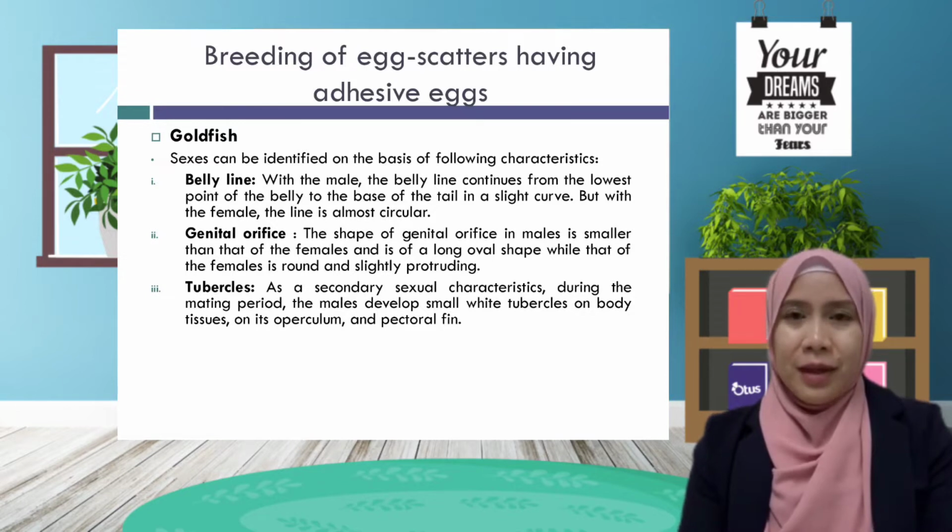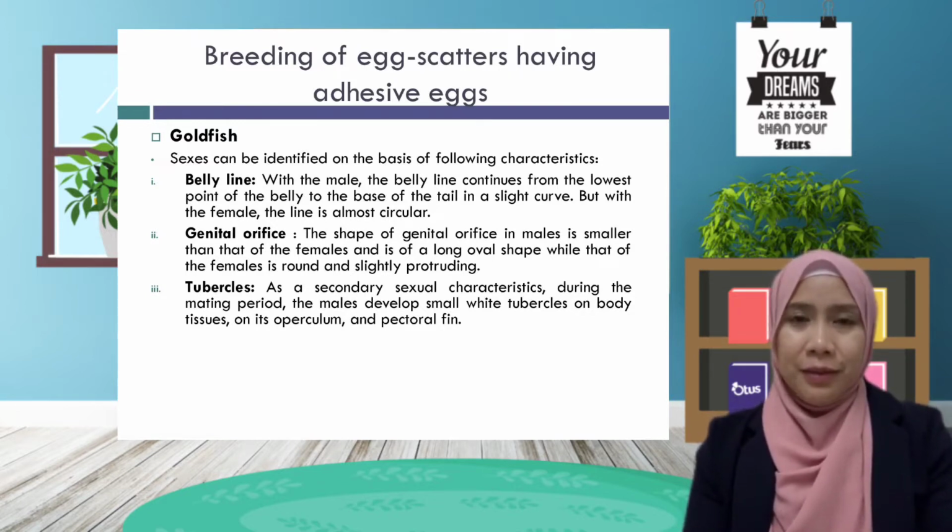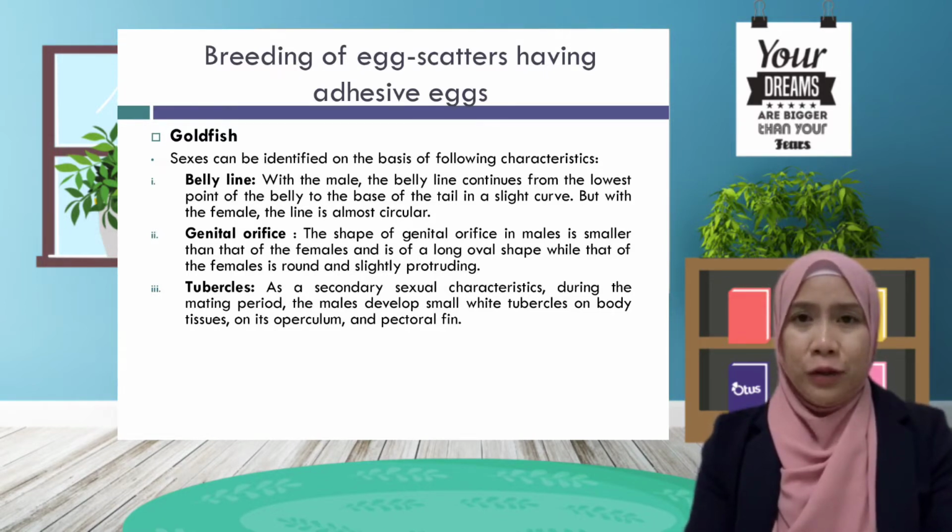The sexes can be identified on the basis of the following characteristics. First, belly line. With the male, the belly line continues from the lowest point of the belly to the base of the tail in a slight curve. But with the female, the line is almost circular when viewed from the top.